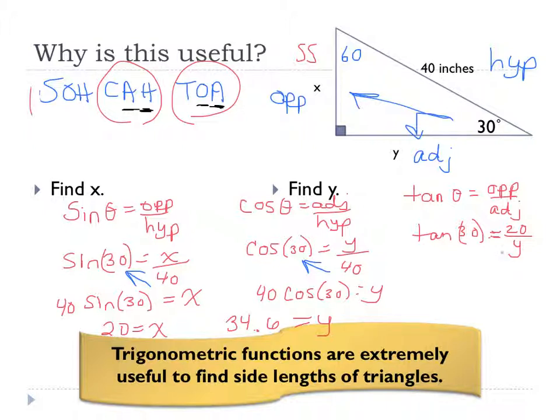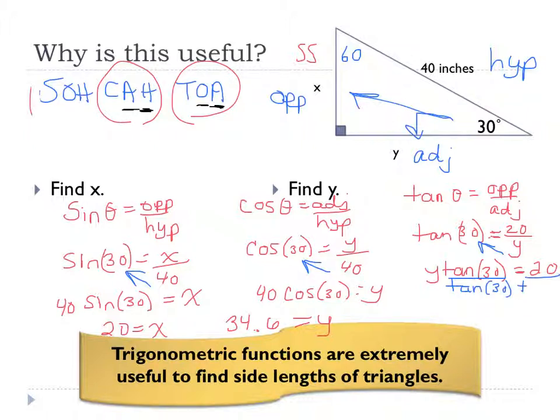Now we're going to cross multiply that up, and we end up with y times the tangent of 30 equals 20. Well, we want to get y all by itself, and y is being multiplied by the tangent of 30. Remember, the tangent of 30, although it might look complicated, it's just a number. So we want to undo that multiplication with division.